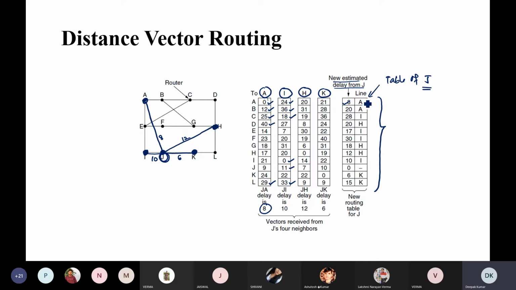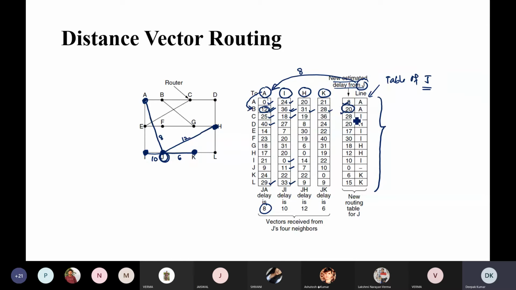Now J to B. Among all these 4: 12, 20, 36, 31, 28, which one is the smallest? This is the smallest. So J will choose a path that goes through A and after that A to B. J to A is 8 and A to B is 12. So 8 plus 12 will be 20.